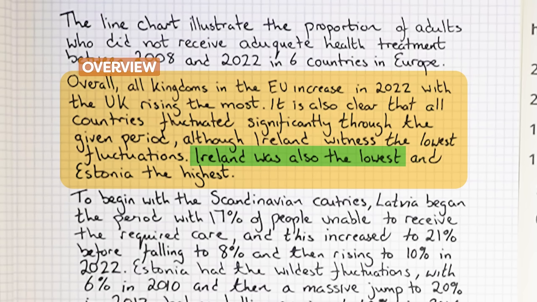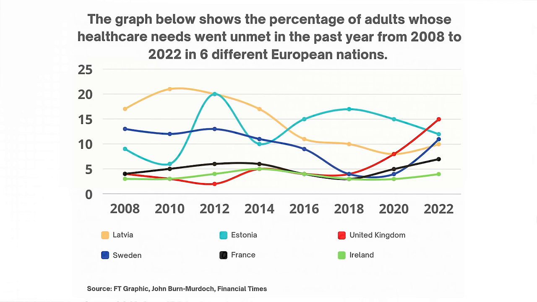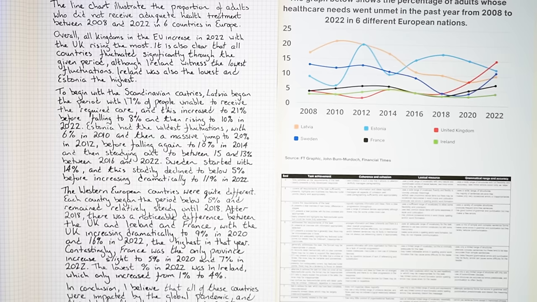Like, what are you talking about? Lowest when? Lowest overall? And then Estonia was the highest. Was it the highest? I think they're just looking generally at the data. And again, this often comes from students being taught, just say the biggest, the largest, throw some stuff against the wall, and hopefully some of it will stick. That's not what we're doing here with the overview. But don't worry, with a few small changes, we can change that to a very, very good overview.